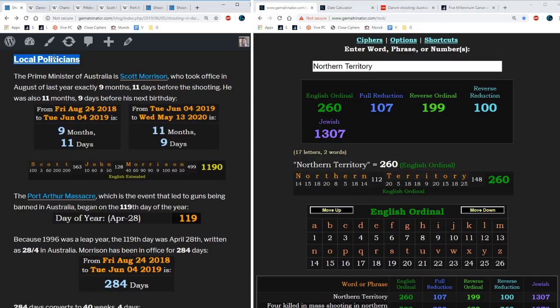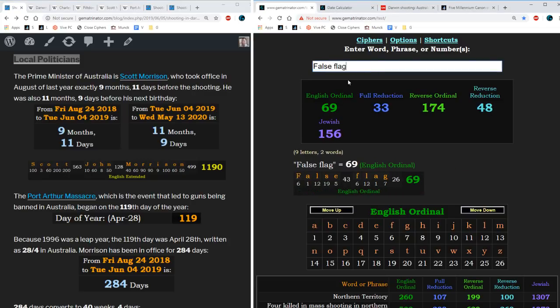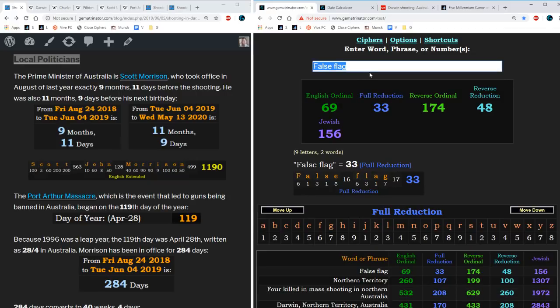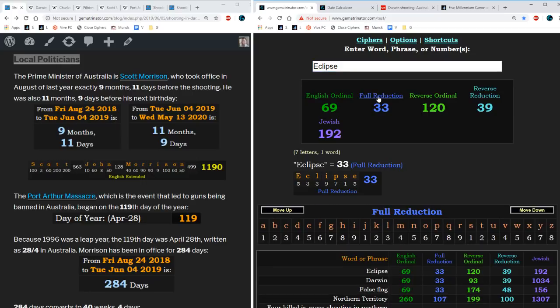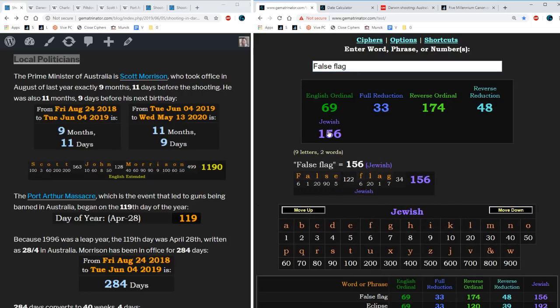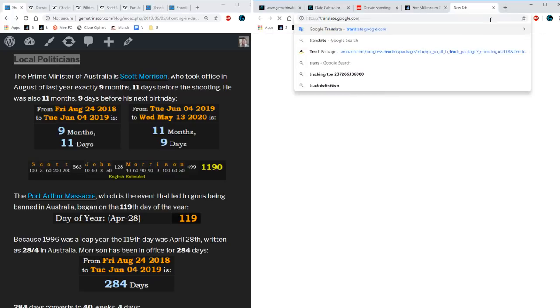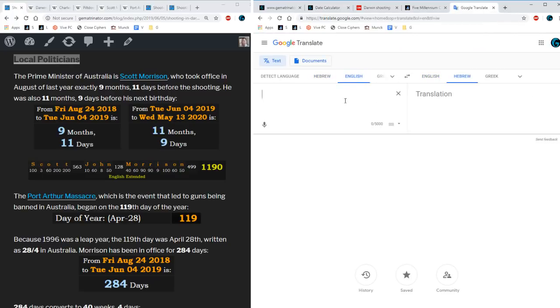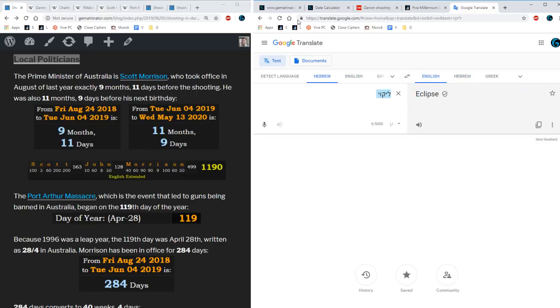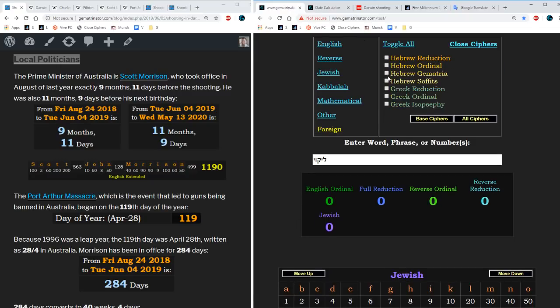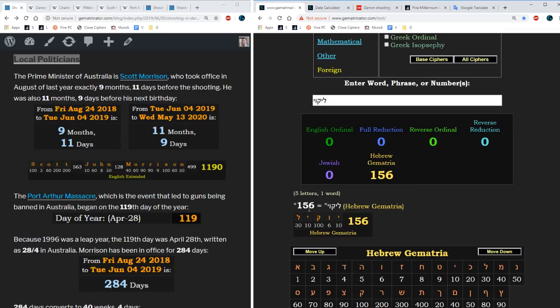The other thing I look at in all of my videos about these major false flag events, and again, the term false flag equals 69 and 33, just like Darwin, 69 and 33, just like eclipse. All of these events are related to eclipses. False flag sums to 156 in Jewish Gematria. And this is significant because in Hebrew, the word for eclipse on its own has a value of 156. And this is because eclipses occur 1, 5, or 6 lunar phases apart from one another.